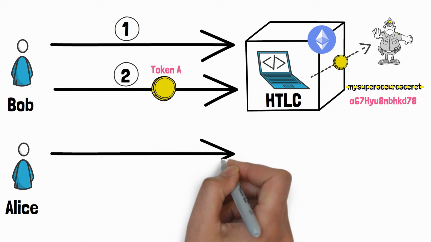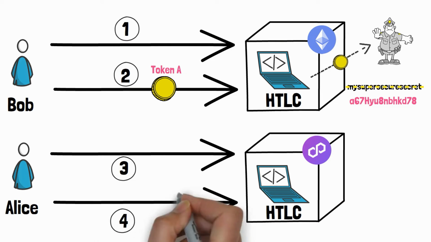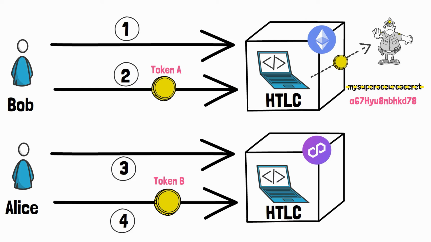Next, Alice will deploy another HTLC smart contract on the Polygon blockchain, and she will send token B to this contract. This HTLC contract is coded to release the token B to Bob only if he knows the secret.